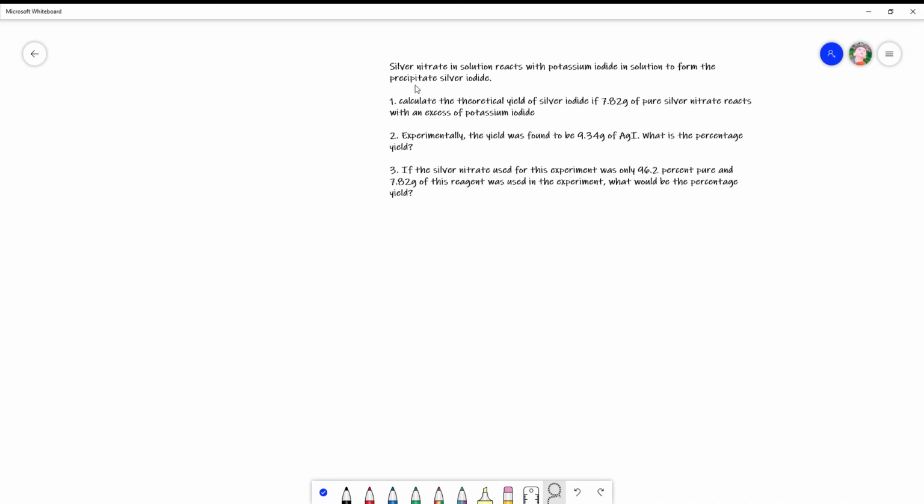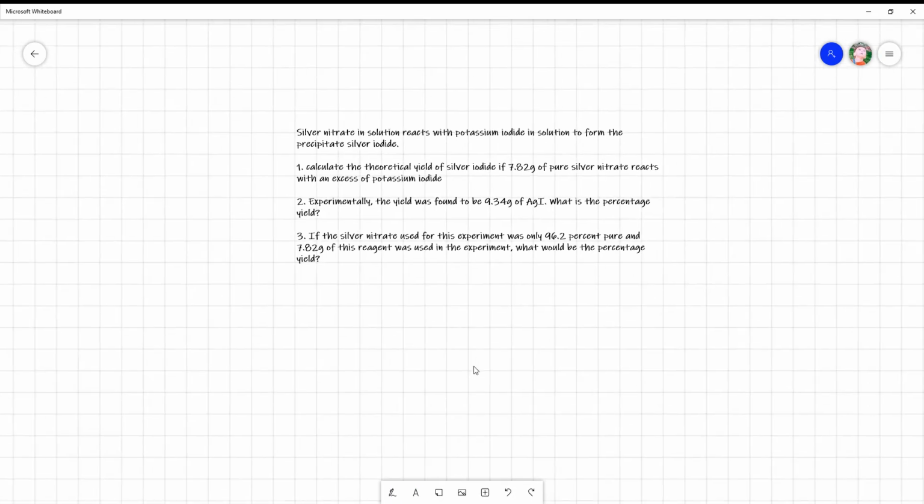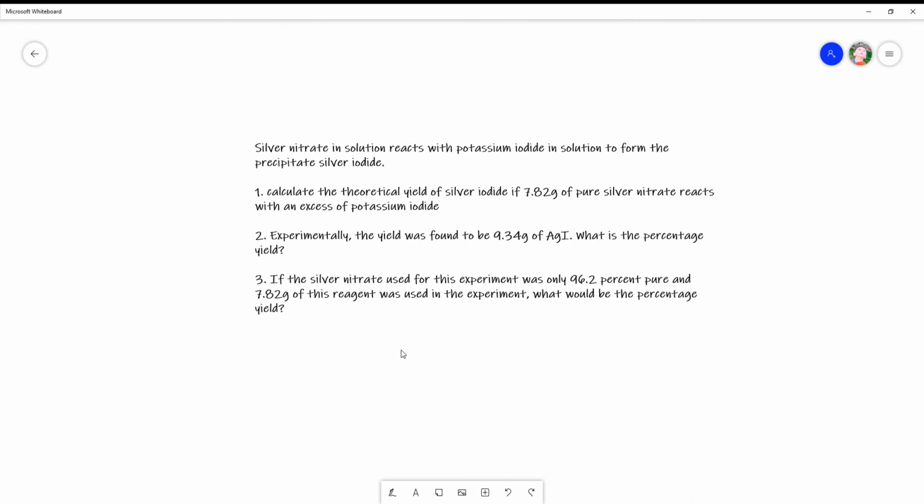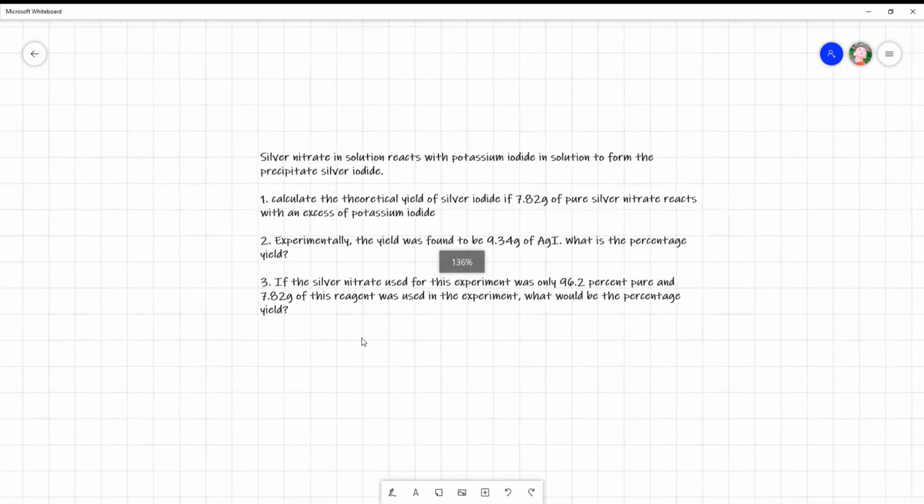So the question I was given is silver nitrate in solution reacts with potassium iodide in solution to form the precipitate silver iodide. The first part of the question is to calculate the theoretical yield of silver iodide if 7.82 grams of pure silver nitrate reacts with an excess of potassium iodide.